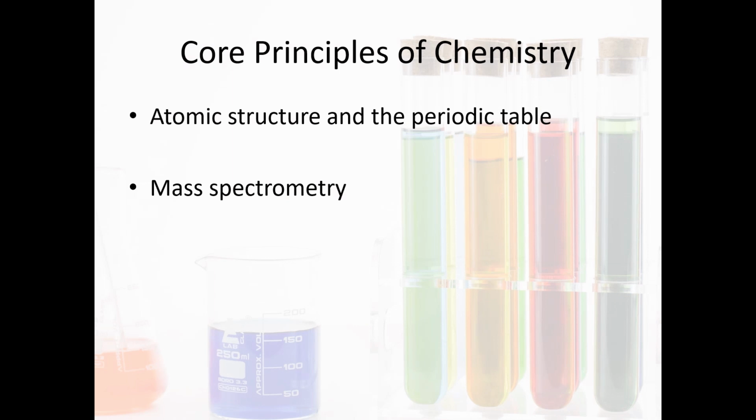Core Principles of Chemistry. Atomic Structure and the Periodic Table. Mass Spectrometry. Topic 1. Atomic Structure and the Periodic Table.